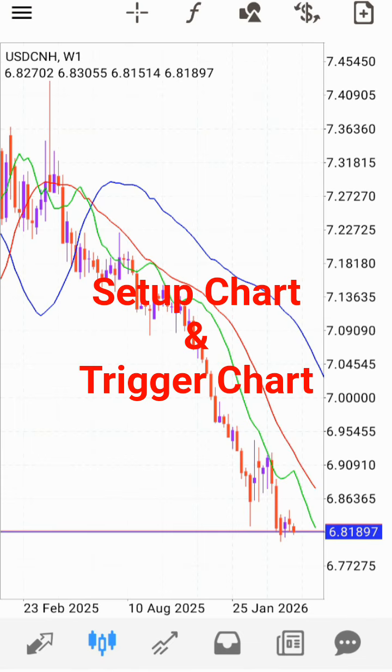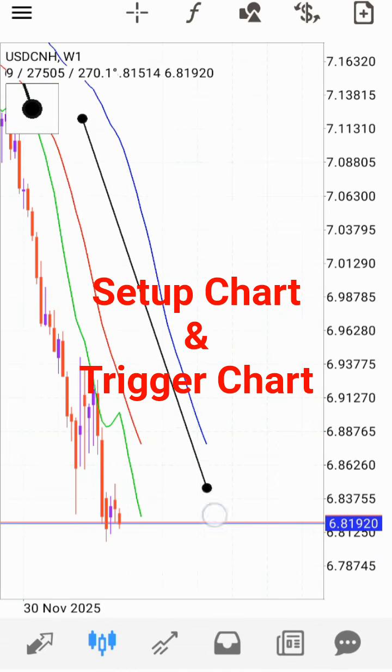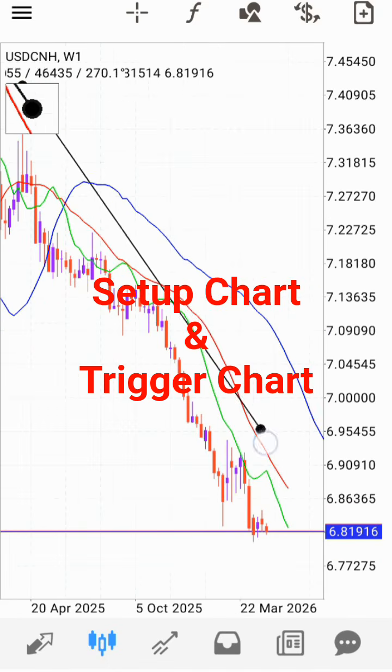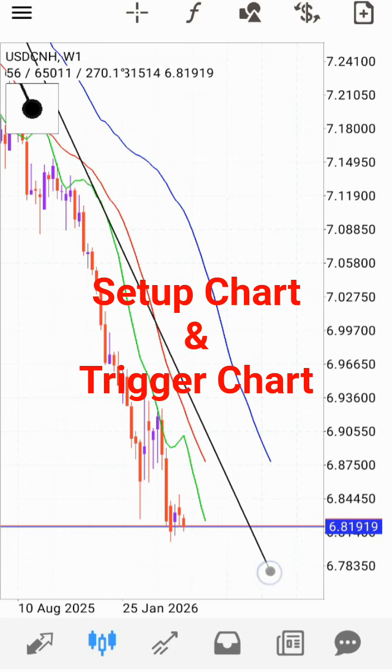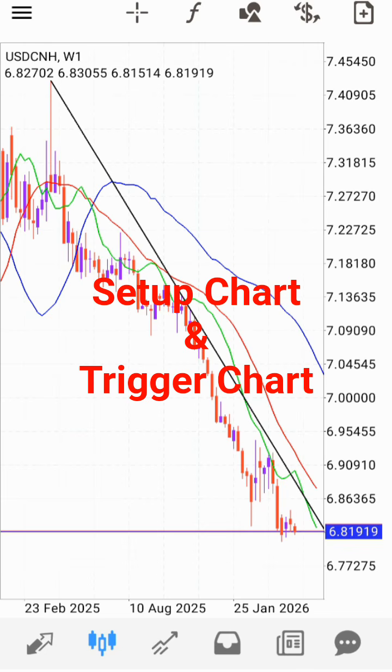In this video, I'll be talking about the setup chart and the trigger chart. This particular chart is a chart of the United States dollar against the Chinese renminbi or the Chinese yuan. Now, this is a downtrending setup I'll be using for my illustration. You could see I'm already indicating that with this trend line, how price candles have consistently been making lower highs and lower lows.